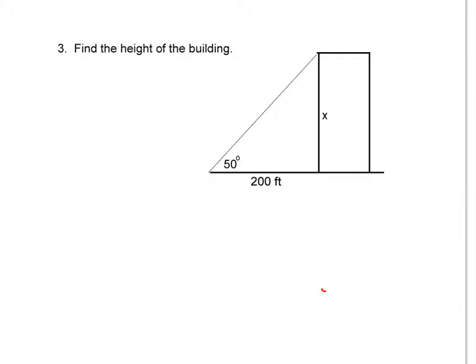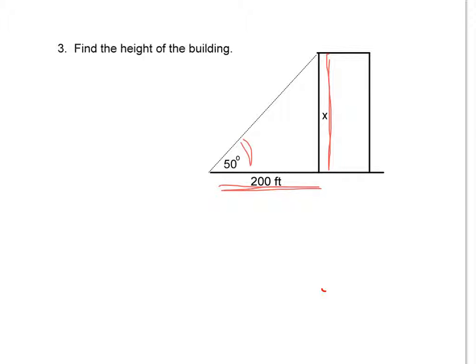All right, let's look at this problem right here. I'm looking for the height of a building. If I'm standing 200 feet away from the base of the building, I know that that is my adjacent leg from the 50-degree angle right here. I'm looking for the height, which is the opposite leg. That's my x right here.